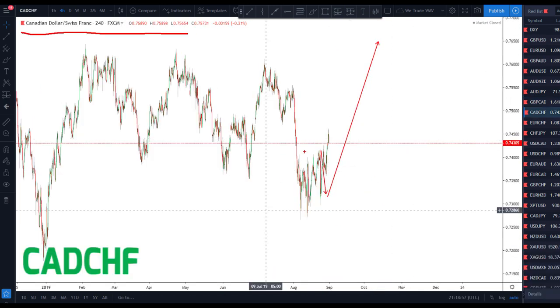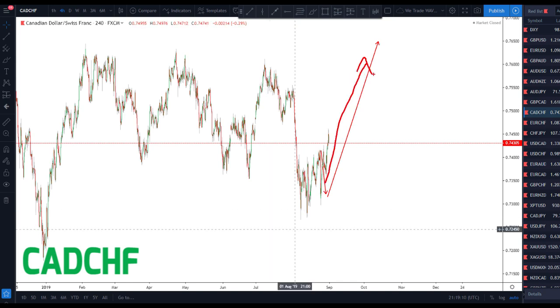CAD Swiss, this is moving as expected. We've got this down move and we've got this up move. If you are in this buy position, move your stops. We are expecting more upside. If the market gives us a corrective structure here, we'll go for this one again. This is the direction we're looking for, upside, up wave.